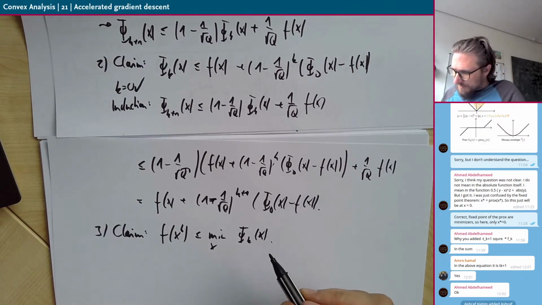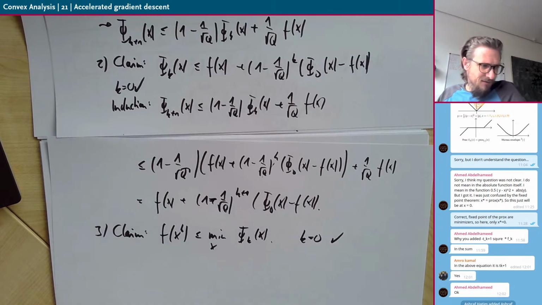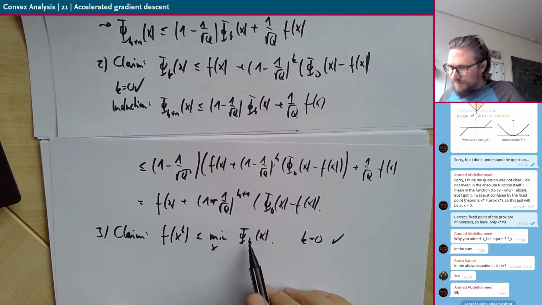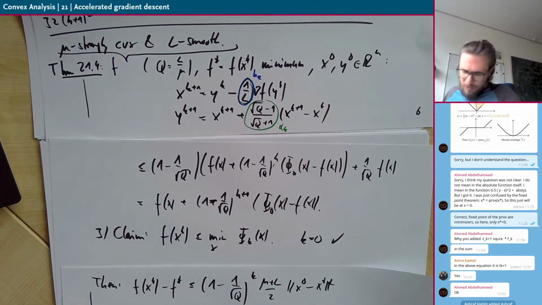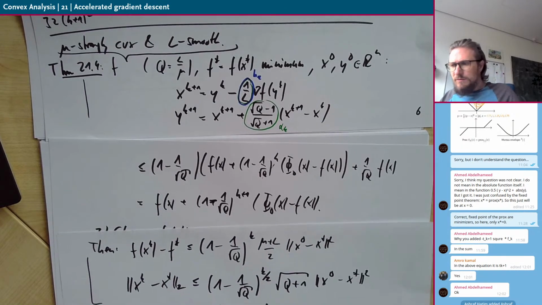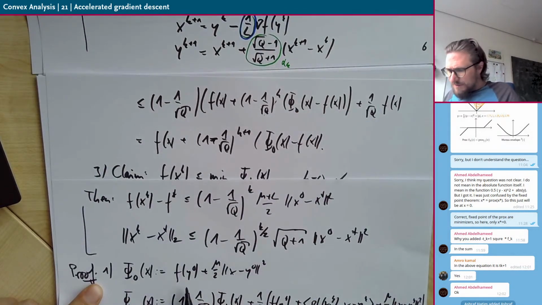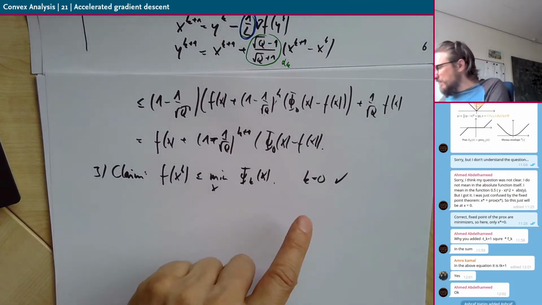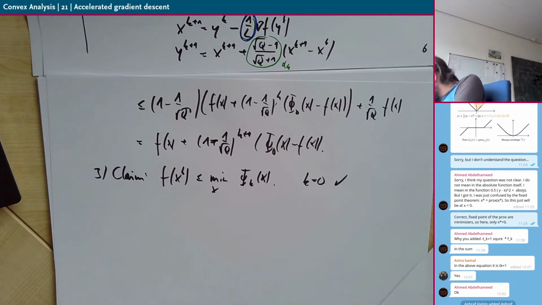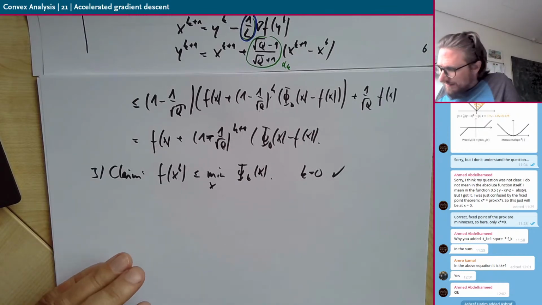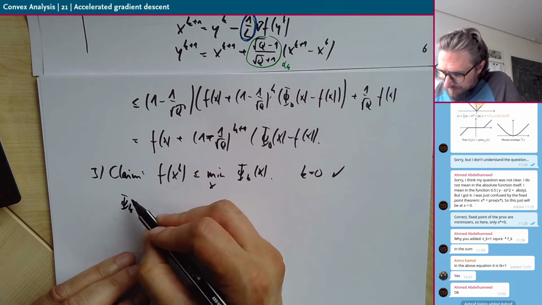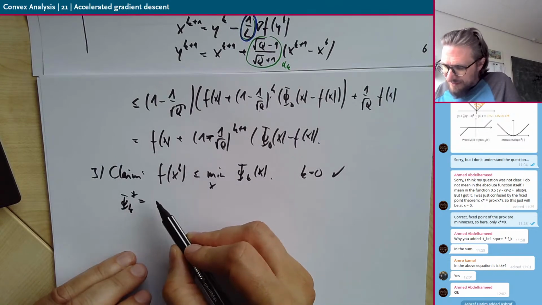Okay, so the case k equals 0 is again because for k equals 0, this phi, we have this here, which is minimal at x equal to y0, and y0 is x0, and that's fine. So the k equals 0 case is done. And again we proceed by induction, but first we denote the minimum value here of the phi k by phi k star.